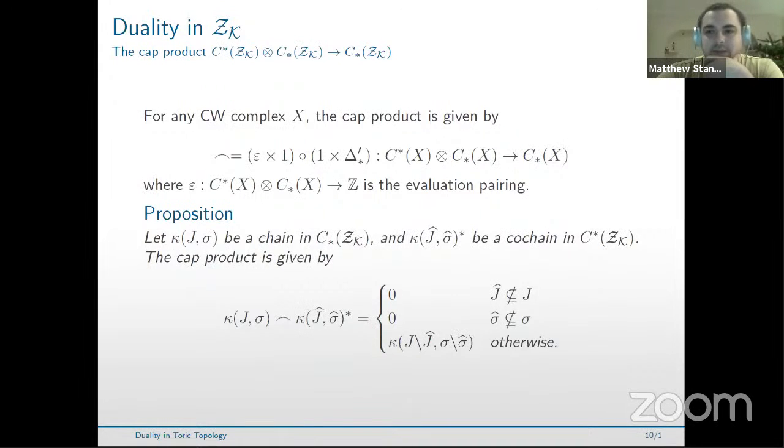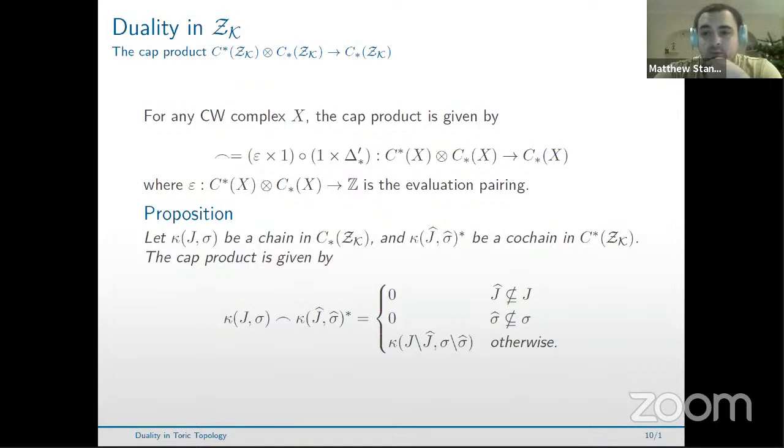Now, for any CW complex, the cap product is given by the composition of these two maps. So we take cochains and chains of the space X, we apply the diagonal approximation to the chains, and then we apply the evaluation map after applying the diagonal approximation. This is just true for any CW complex X.